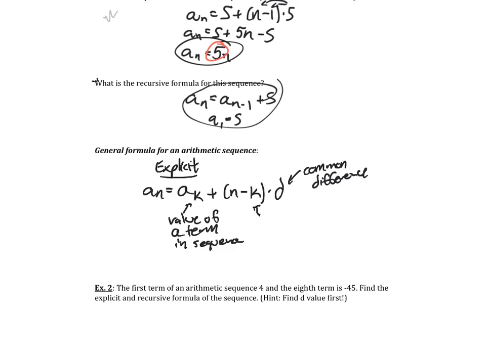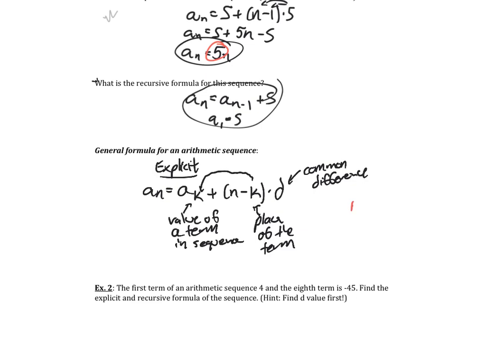And k, notice I have k here, and I also have k here. K represents the place of the term. Okay, place of the term. And we're going to do example 2 in a second. I'll show you how we can kind of incorporate all this.